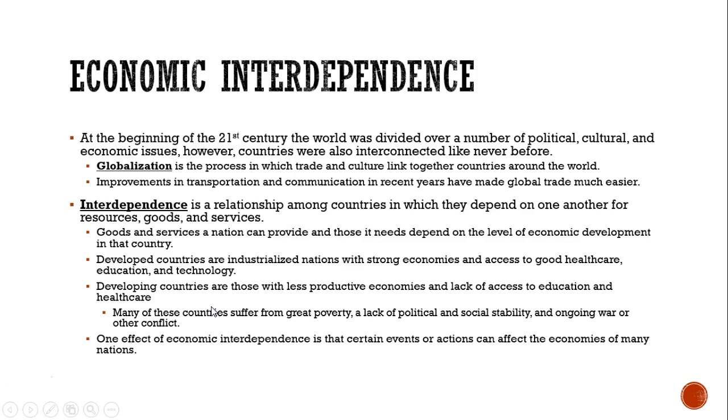Interdependence is a relationship among countries in which they depend on one another for resources, goods, and services. Many countries don't provide all of the goods, services, or resources that they need to survive, so they have to obtain those from other countries. Goods and services a nation can provide and those that it needs depend on the level of economic development in that country.